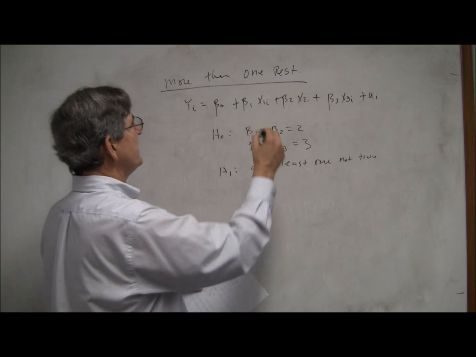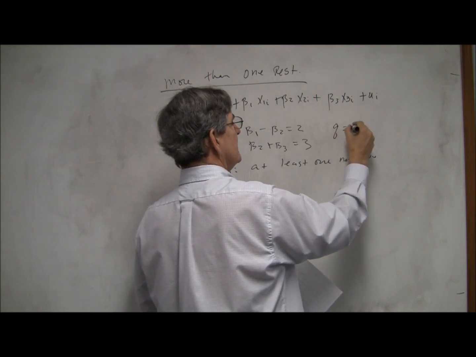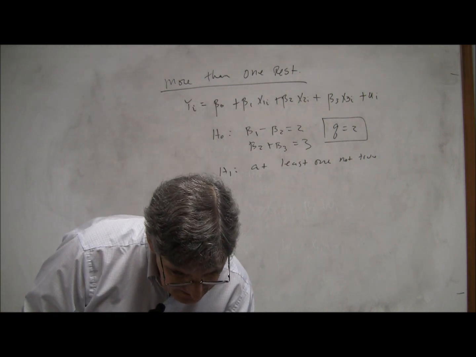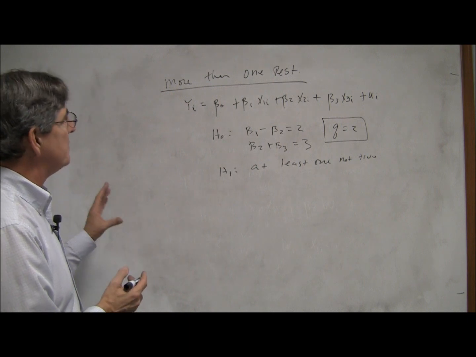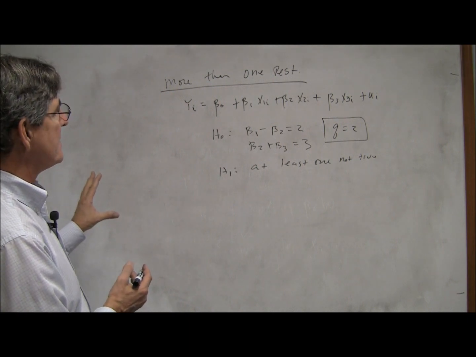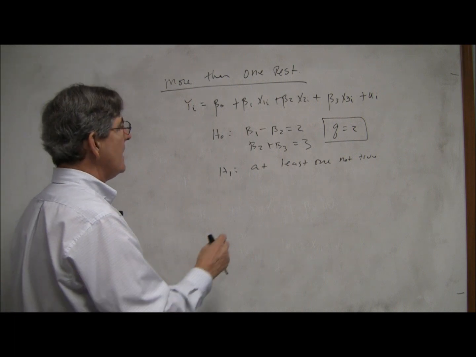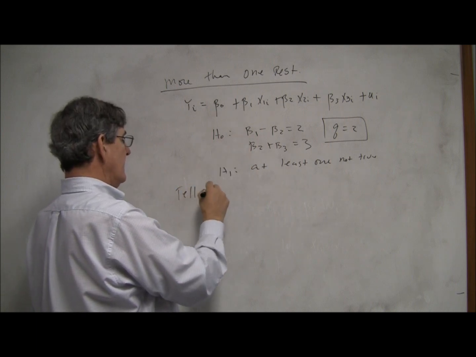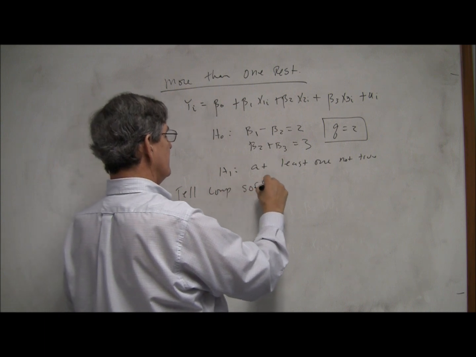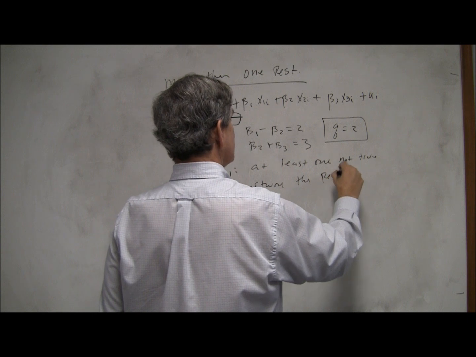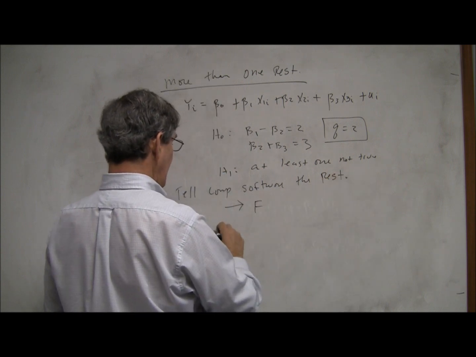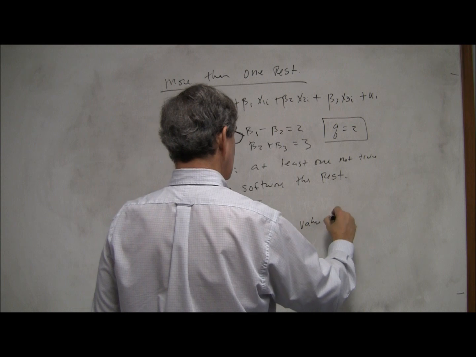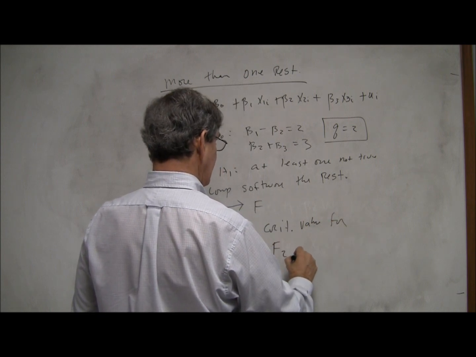So this is the case when q is greater than 1. Here, q is equal to 2 because there's two restrictions. Again, the easiest way to do this is to just plug this into your regression software and tell it, impose these two restrictions. These are my two restrictions I want to test. You tell the software both of them, and it gives you an F. And then you compare to the critical value for an F of 2 infinity.